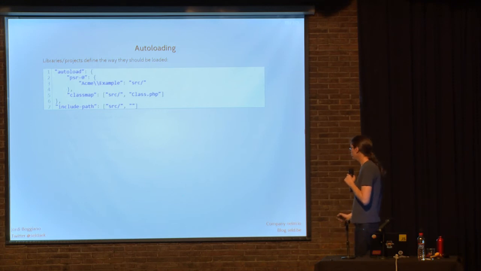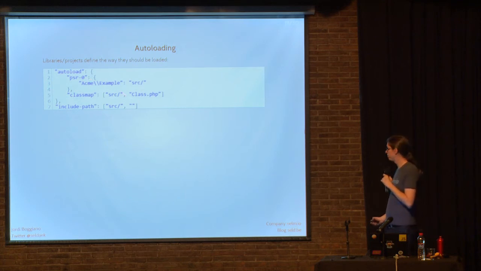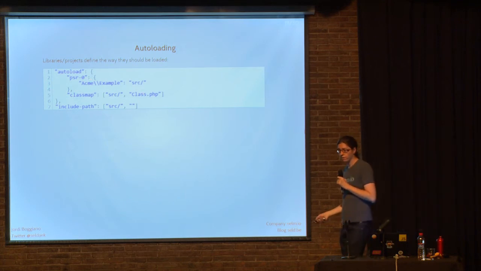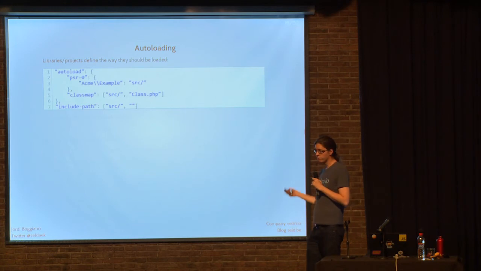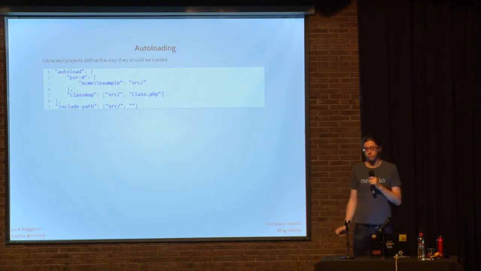So what you do really is, if you use PSR-0 right now, you just define the namespace prefix and where it will be found. That's it. So any class that starts with Acme example in this case will just be autoloaded from that directory, and you just don't have to care.